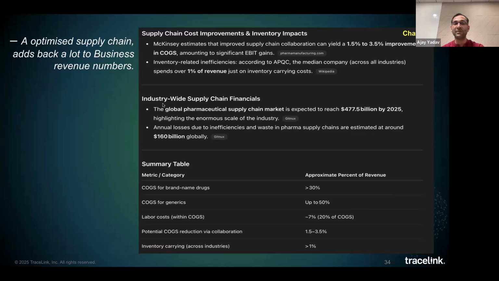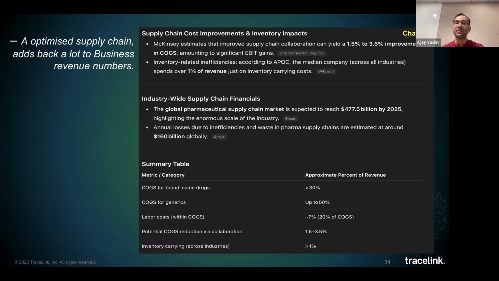And if you look at the numbers, industry-wide supply chain financials, this pharmaceutical supply chain market is expected to reach 500 billion by 2025. And the annual losses because of inefficiency and other things happening globally are huge. And think about it. If the people, processes, and the other apps of TraceLink, like Mint, which manages transactions, serialization, and tracking, and the Poet, when you put all together under your umbrella, how much is it really going to save you?